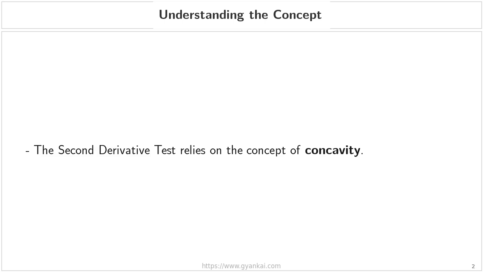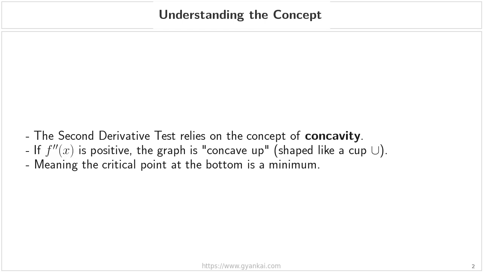Understanding the concept. Now that we have introduced the second derivative test as a more efficient alternative to the first derivative test, let us dive into the underlying logic. This test relies entirely on a concept known as concavity. To understand this, consider the first scenario. If the second derivative of f(x) is positive, the graph is described as being concave up.